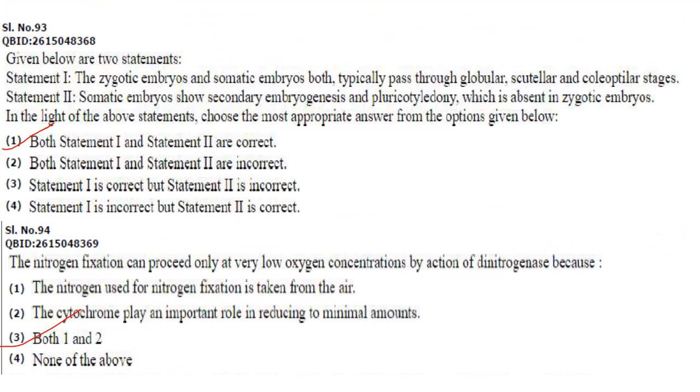Then next one. Given below are two statements. The zygotic embryos and somatic embryos both typically pass through globular, scutellar and coleoptilar stages. Yes. Somatic embryos show secondary embryogenesis and polycotyledony, which is absent in zygotic embryos. Yes, that is also correct. So both statements 1 and 2 are correct.